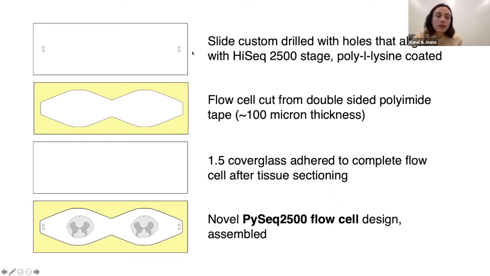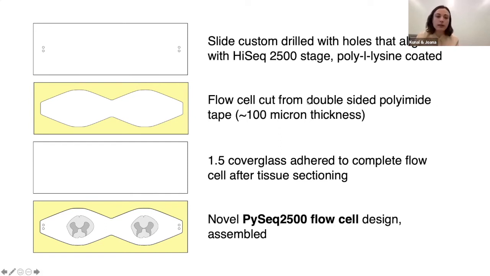And so briefly, the way that we make our flow cells is we start with a standard microscope slide that has been custom drilled with holes that align with a HiSeq 2500 stage, like Kunal already showed. We coat these slides with polylysine to facilitate tissue adhesion. Then we cut a flow cell spacer that creates the chamber out of this double-sided polyimide tape. And this spacer is about 100 microns thick, which allows us to fill the chamber and flow liquid over tissue sections while also maintaining the proper working distance between the objective and the sample.